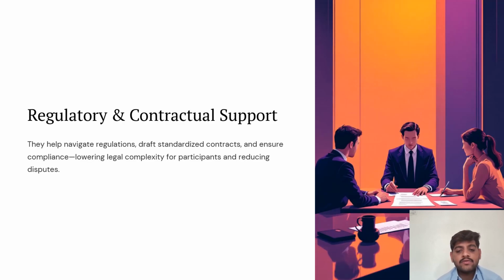The next slide is regulatory and contractual support. It is a very good and interesting topic. Here, they help participants understand and follow regulations. They also assist in drafting contracts and ensuring compliance. This reduces legal complexity and minimizes disputes. The disputes are minimized because of corrective measures against bias and non-compliance.